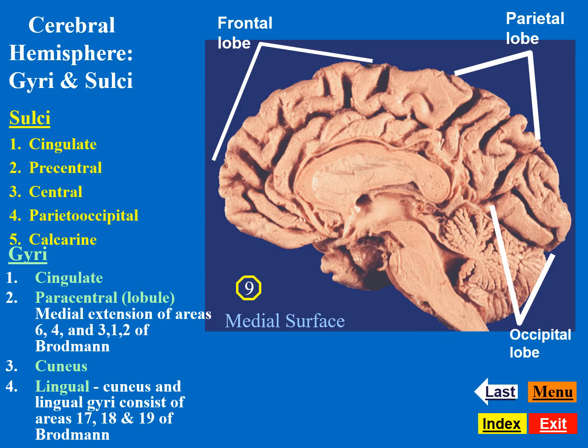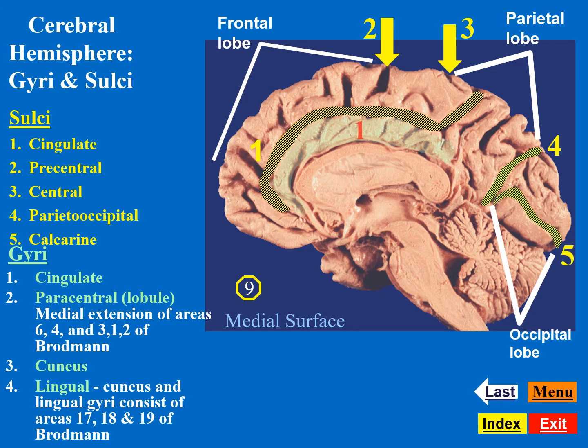Looking at the medial surface of the cerebral hemisphere, we're going to highlight some of the sulci and gyri. So we have a cingulate sulcus, a precentral sulcus, and the central sulcus, parietal occipital, and calcarine sulci.